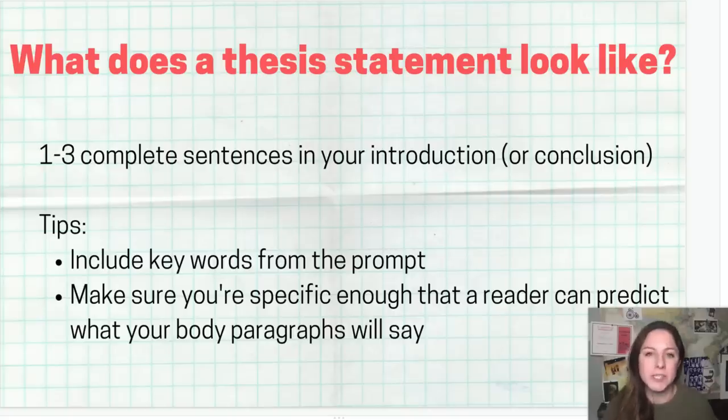So a few tips that probably seem a little basic but are really important. Include key words from the prompt. So if the prompt is about imperialism and religion, make sure you include the words imperialism and religion somewhere in there. And this is the part that gets people. This is the part that gets kids, where they think they've written a thesis statement, but not quite. Make sure that you're specific enough that a reader knows what you're going to write about. So when you're giving a preview of what your topics are going to be, what your body paragraphs might be about, that is specific enough that the reader can predict what your body paragraphs will say.